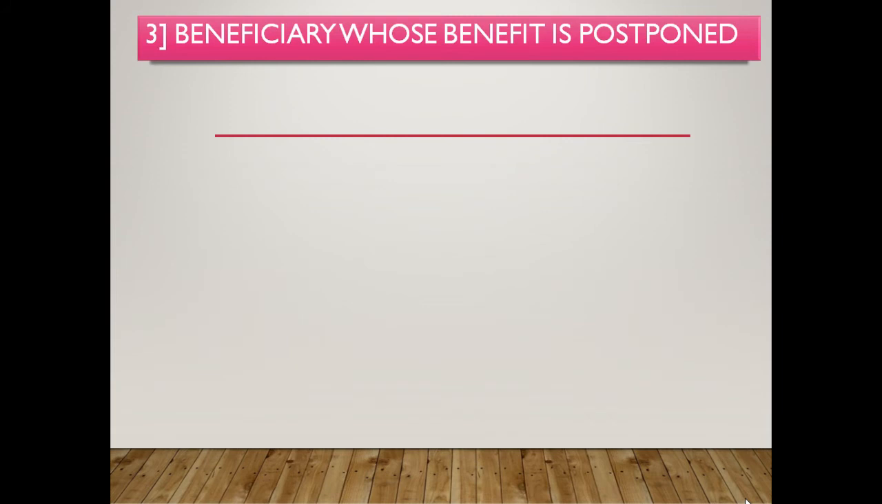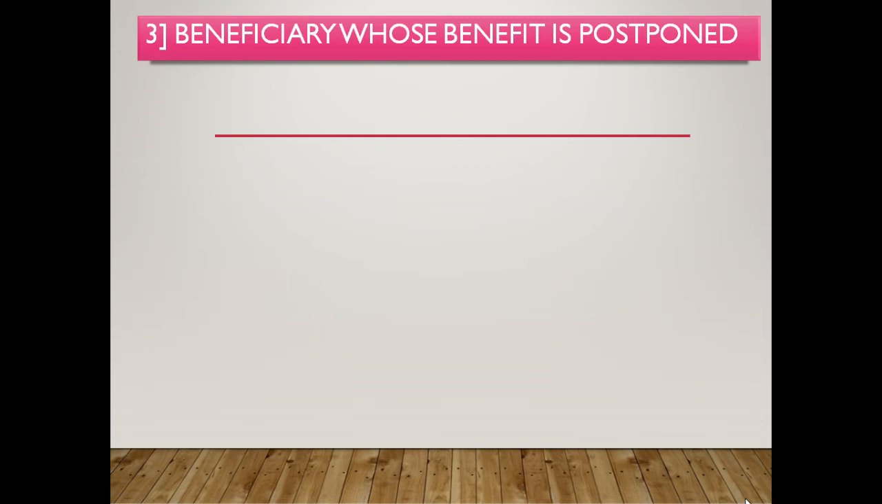Now we are going to cover the third beneficiary that we have, a beneficiary whose benefit is postponed. That's the example that I was giving, where the asset is going to be transferred to my son when he attains majority, maybe at 20 or 18 years. So when my son attains 18, that's when you are going to transfer the asset to my son. That's when we say the benefit has been postponed.